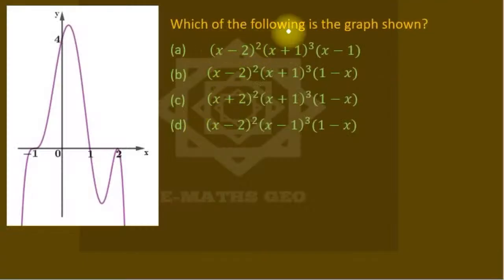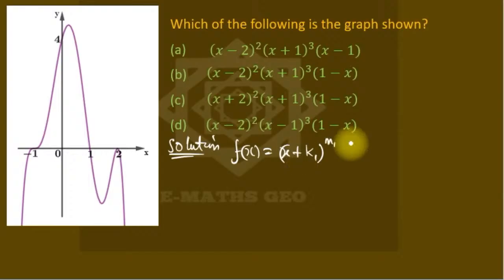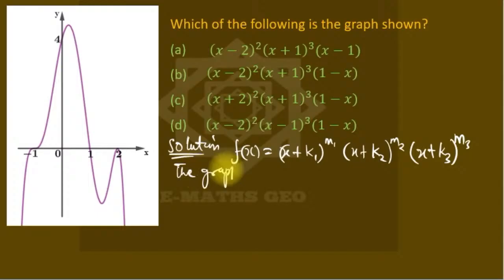Which of the following is the graph shown? The first thing I have to note here is that I've done it before in my previous video: if you have a polynomial function x plus k1 raised to power m1, x plus k2 raised to power m2, and so on, x plus k3 raised to power m3, the graph touches if m, whether m1 or m2, is even, and crosses if m is odd.